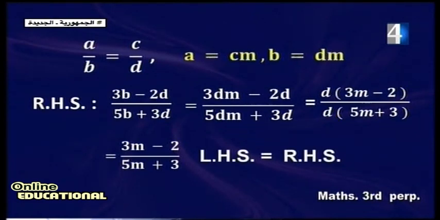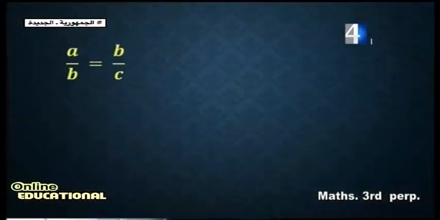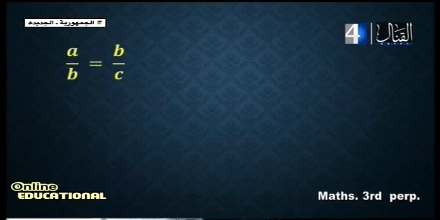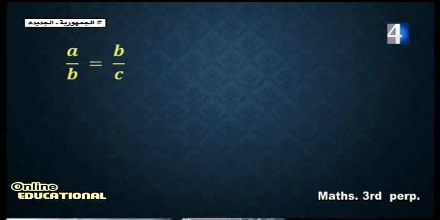Now, this is the proportion. What about continued proportion? Is there a difference between proportion and continued proportion? Yes, of course. What is it? In the proportion, we have said A over B equals C over D. But in continued proportion, we are going to say A over B equals B over C. The one which we ended with in the first ratio, we start with in the second ratio. And this is the difference between proportion and continued proportion.